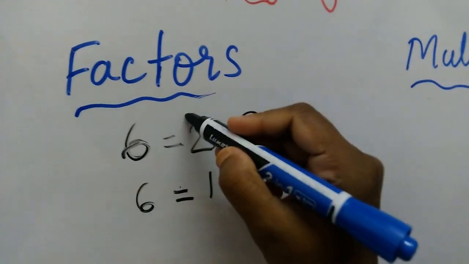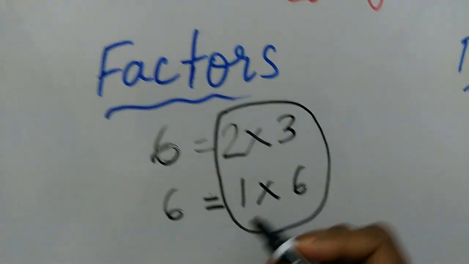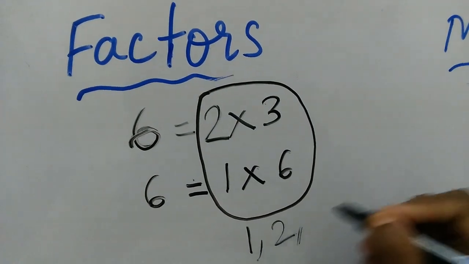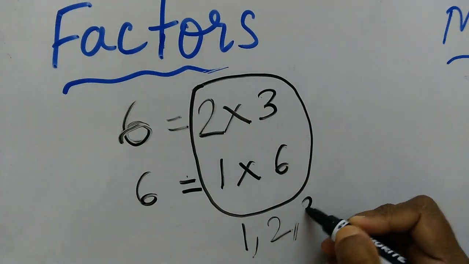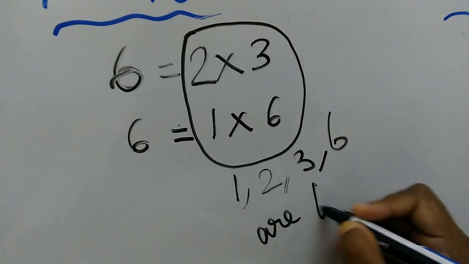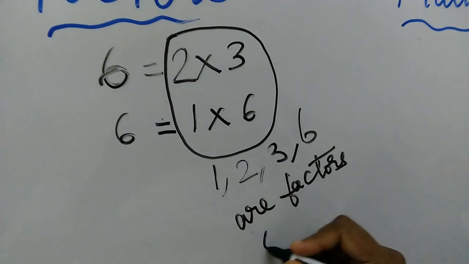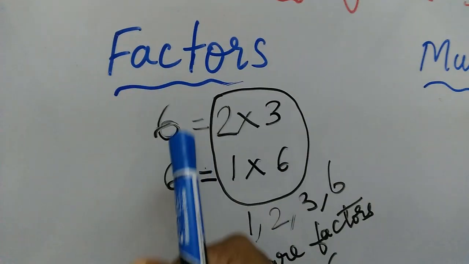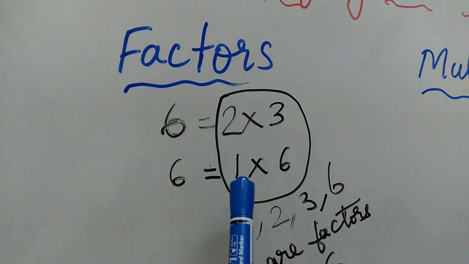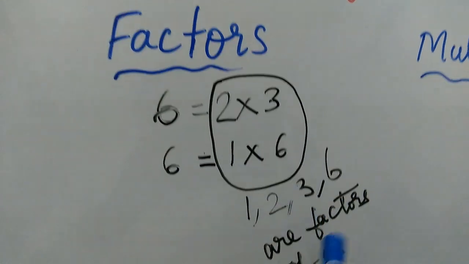Now we can say these are the factors of 6. That is 1, 2, 3 and 6 are factors of 6. Do you understand? 6 equals 2 into 3, 6 equals 1 into 6. Then these numbers we can call factors.